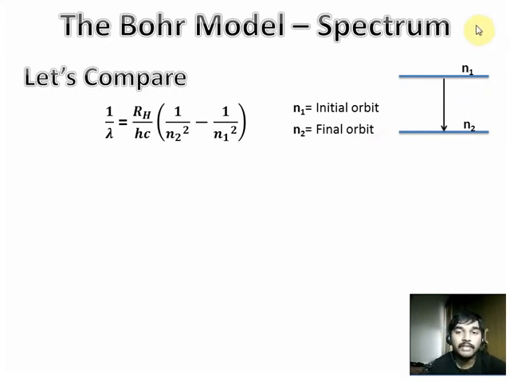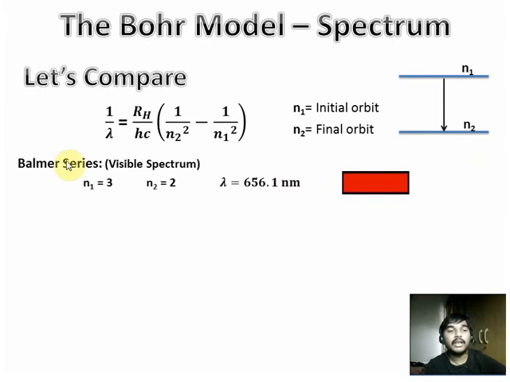This is the formula we had. So we have electron n1, which is making a transition to the orbit n2. This has energy E n1, this has energy E n2. Now let's say n1 is 3, n2 is 2. I'll explain what the Balmer series is. The electron just comes from E3 to E2. Then the wavelength of light that is emitted, if you calculate, comes out to be 656.1 nanometers, which is just red.